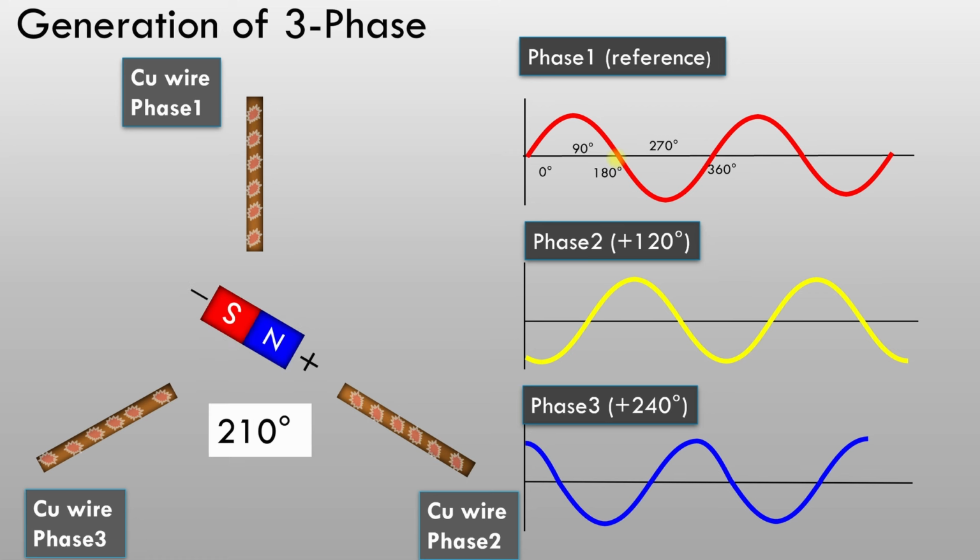We'll rotate it further to 210 degrees. Here you can see the north pole is exactly ahead of phase 2 and the maximum number of electrons are flowing towards the north pole. It is at this point.